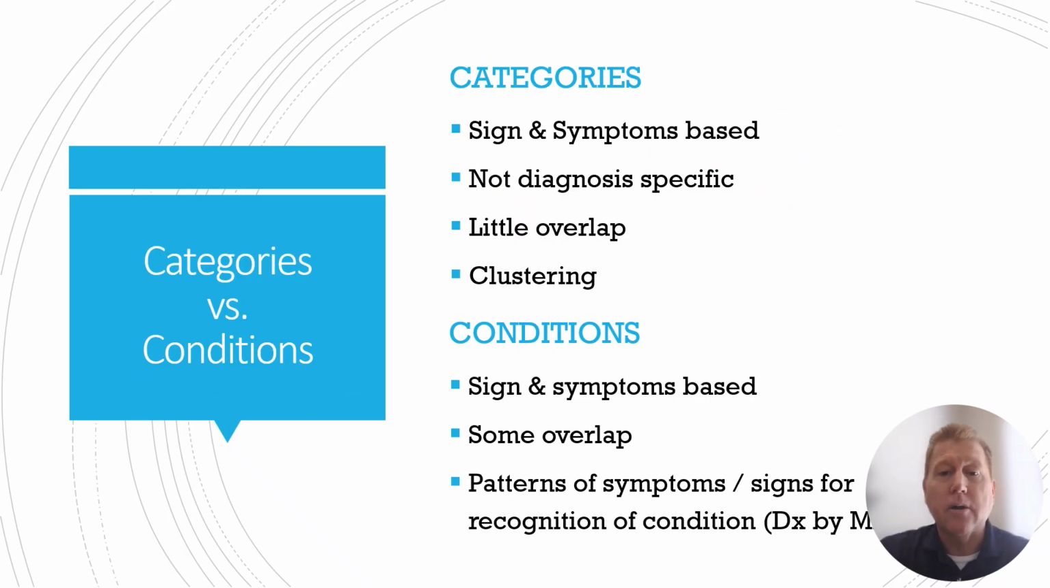So if we put them into categories, a lot of them will be sign and symptom based versus diagnosis specific. There wouldn't be too much overlap of signs and symptoms, and therefore we would use clustering to help us, versus a condition that we might see, such as diabetes or high blood pressure. There would be some overlap of some signs, some symptoms, and it would really be the recognition of the condition, and the physician would then make the diagnosis.